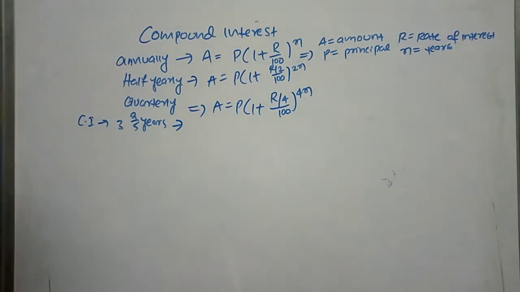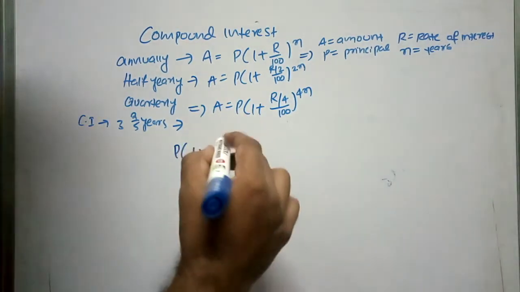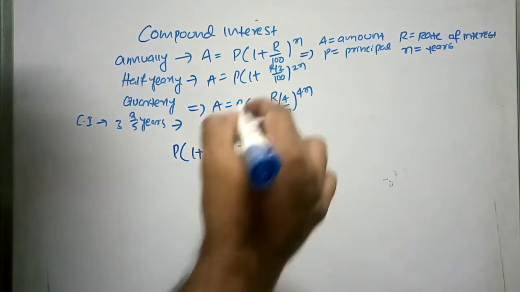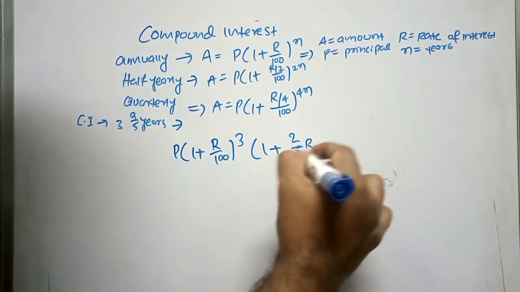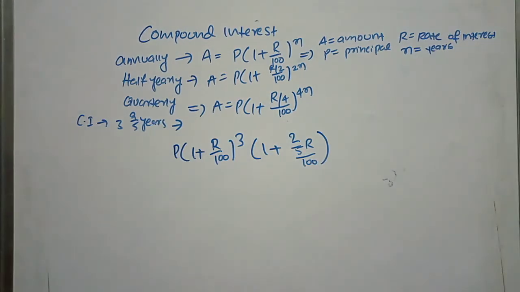For example, compound interest for fractional years, 3 and 2/5 years. In this case, how are we going to write it? P (1 + R/100)^3, which is multiplied with (1 + (2/5)R/100). So this is another notation for fractions.